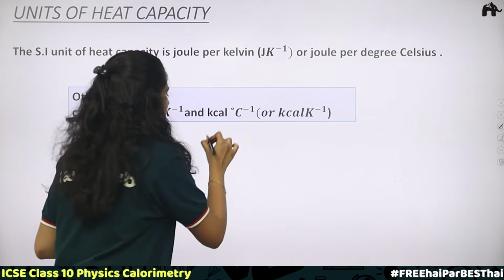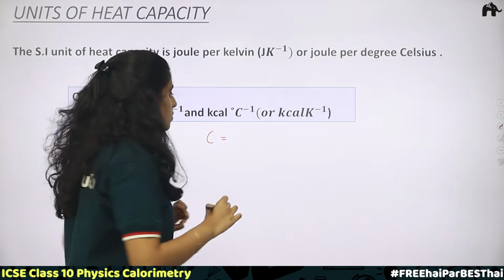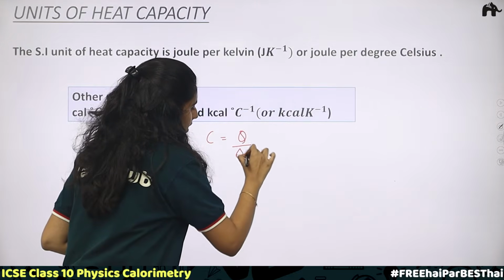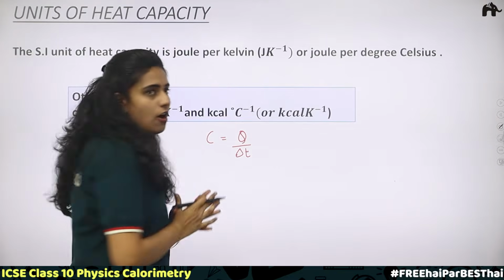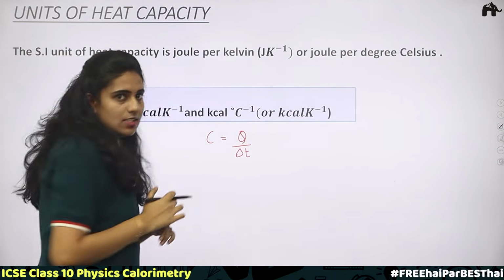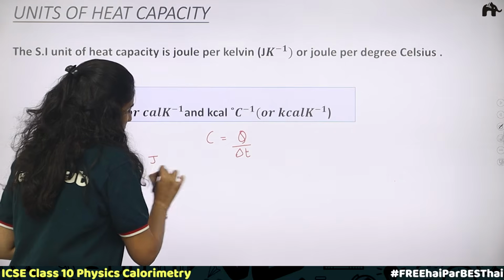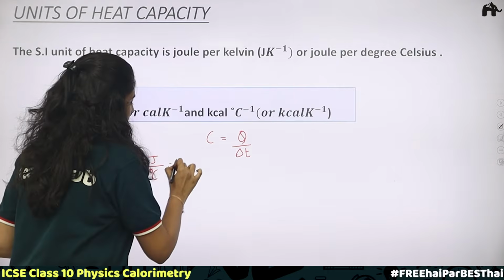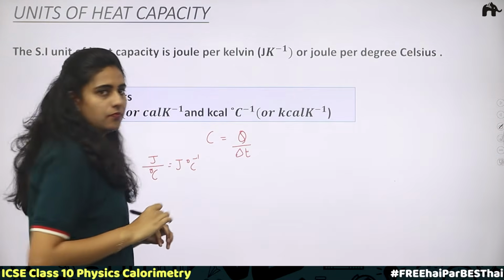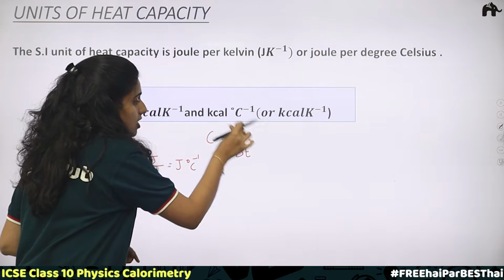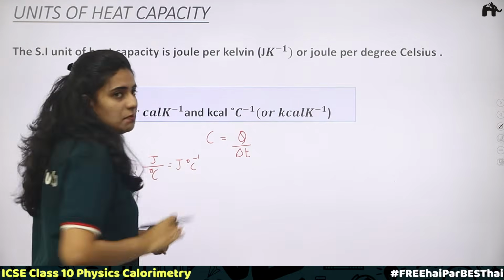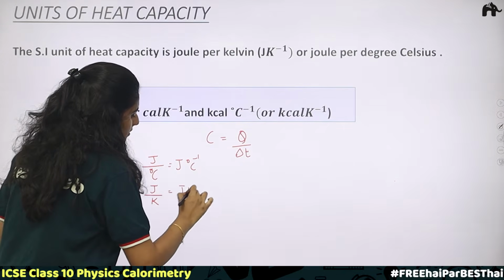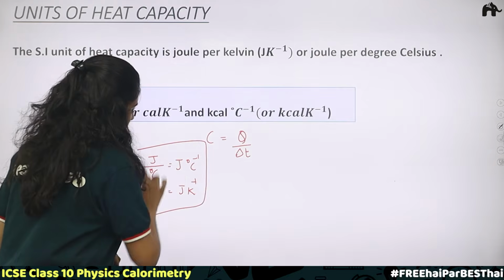Now the unit of heat capacity. We have studied what heat capacity is and the factors on which heat capacity depends. Heat capacity C is equal to the amount of heat energy divided by change in temperature, Q divided by delta T. Okay, what is the unit of heat energy? The unit of heat energy is joules. So one possible unit is joule per degree Celsius, which is joule degree Celsius inverse. Or when you are taking heat energy in joules and the rise in temperature in Kelvin, then joule per Kelvin, or joule Kelvin inverse. Okay, so these are the units.